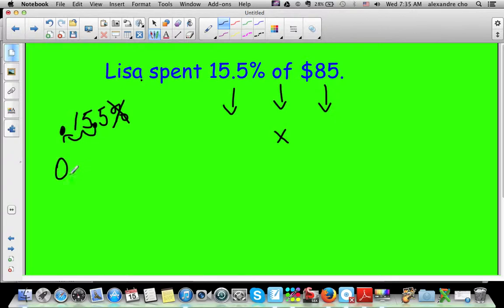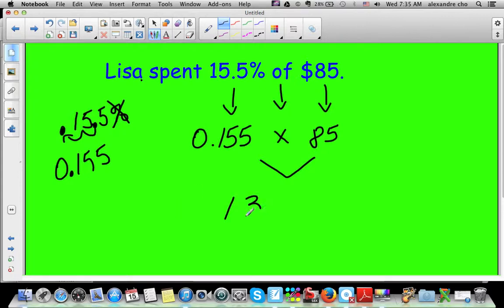So to clean that up, it becomes 0.155. So as a decimal, 15.5% is 0.155. 85 stays the same. Now you're going to multiply, and you're going to get 13.175. Okay? So that's basically it. There's not much else to it.